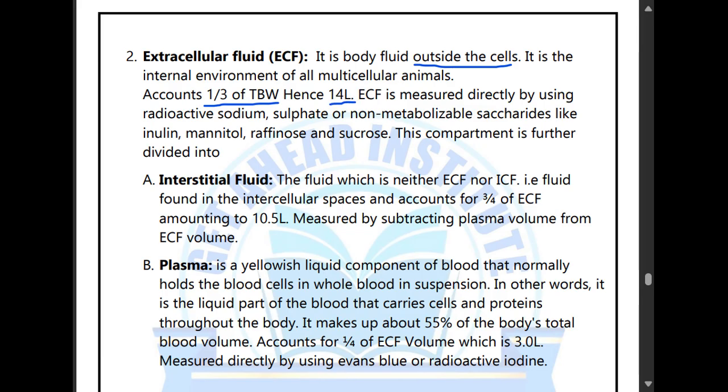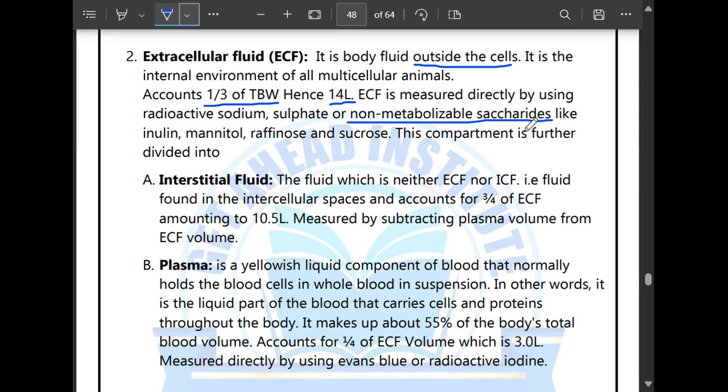You must understand this same information that I'm giving you, because you'll find this same information required of you when it comes to MCQs. ECF is measured directly using radioactive sodium or sulfate, or non-metabolizable saccharides. Examples of these non-metabolizable saccharides are inulin, mannitol, raffinose, and sucrose.